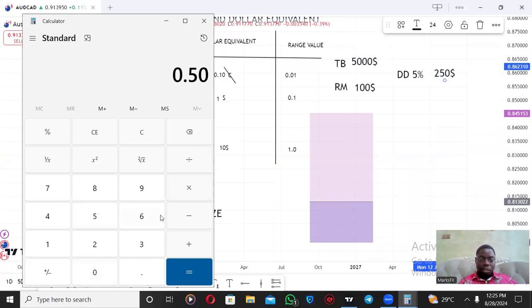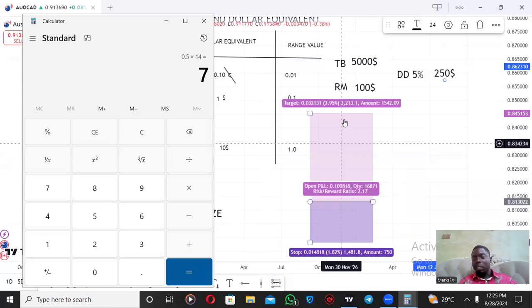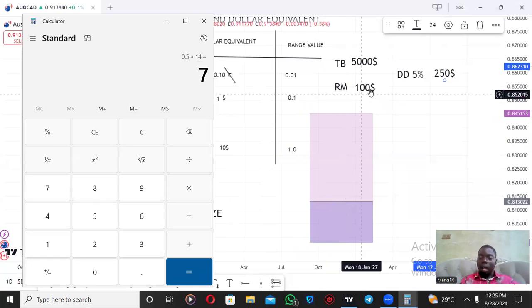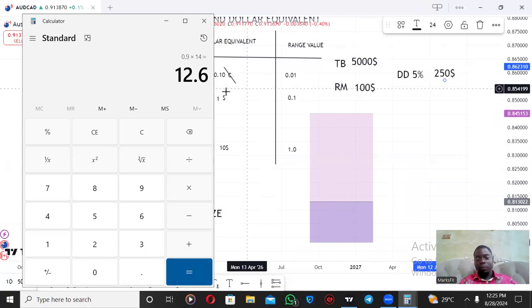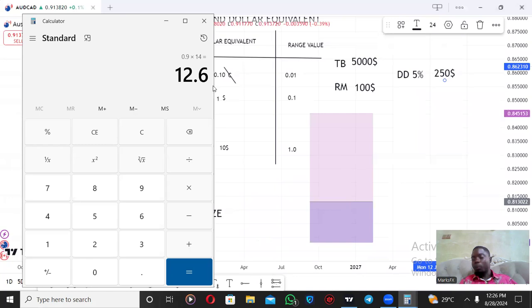Times 14, you will lose $7. And if the price goes in your favor, you are going to get 2 times 7, that is $14. You can see that you are below the limit, so you can also increase it to 0.09 lot size. If you multiply by 14 now, you're going to lose $12 something. So that means if price goes in your favor, you're going to get 2 times 12, that is 24 point something dollars.